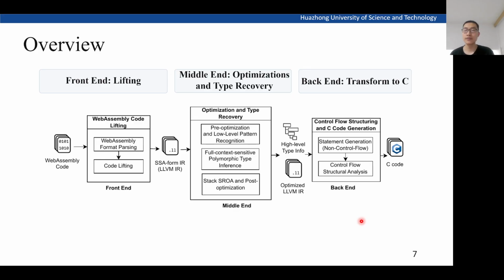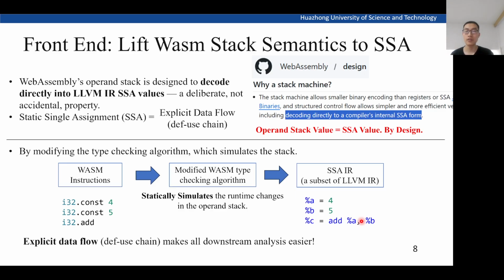So, in overview, our approach has 3 steps. We follow the typical architecture of a traditional compiler. In a compiler, there are front end, middle end, and back end, and we also follow this architecture. In the front end, we need to handle this operand stack feature.